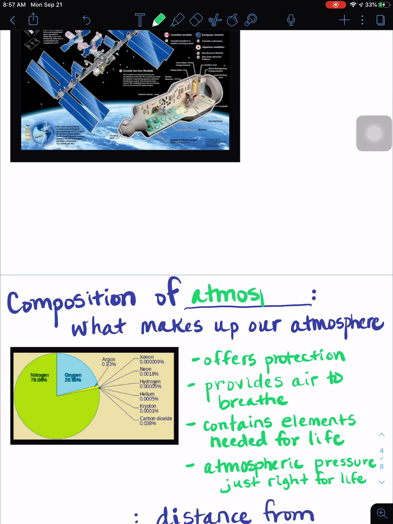All right, composition of our atmosphere. What does that mean? Because that is going to play a big part of our survival on Earth, in that when the astronauts go to space, in a manned space exploration, they have to have an atmosphere there. They have to have their space shuttle that helps them survive. They have their space helmet, that gives them protection and oxygen.